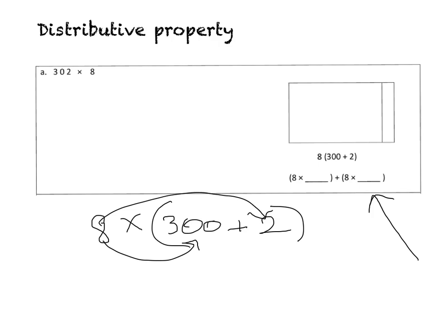Now I want you to recognize this right here. You have 8 and it's sitting next to the parentheses. What happens in math is most of the time we do not use that X to show multiplication, especially in later grades. So a lot of times you're going to see a number just sitting next to brackets.